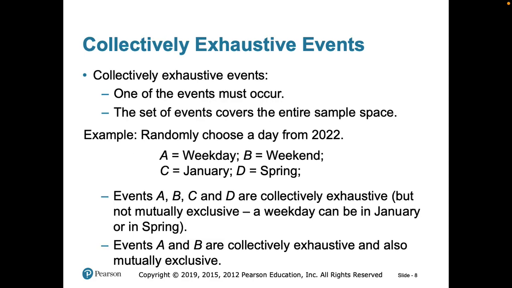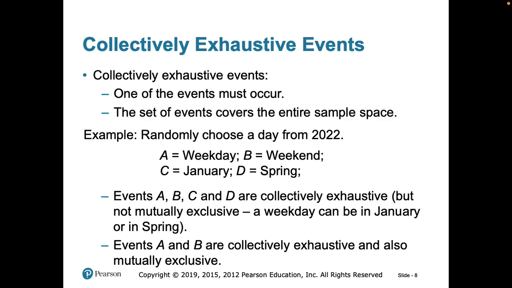Now we have events that can also be collectively exhaustive. What does that mean? That means one of the events must occur. So when I say, okay, flip a coin, it's either going to be heads or tails. One of those is the option, and one of those will have to occur. So if I say, choose a day from 2022, A it has to be a weekday, B it has to be a weekend, C it has to be in January, D it has to be in spring.